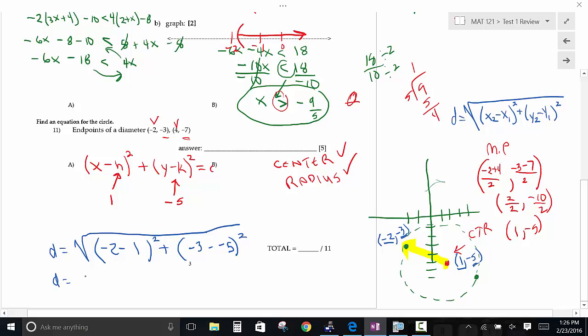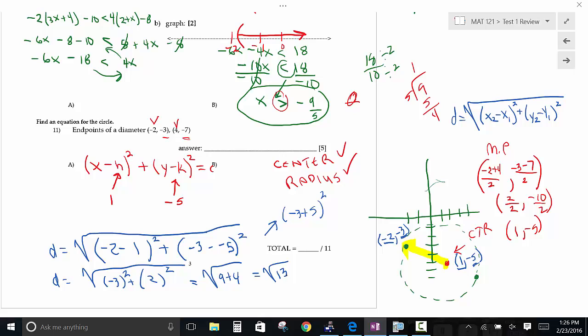If you work this out, that's going to be (-3)². This thing right here is really -3 plus 5 squared, so that's going to be 2 squared. That's going to give 9 plus 4, so the square root of 13. So that's what the radius is: the square root of 13. Does that look familiar?